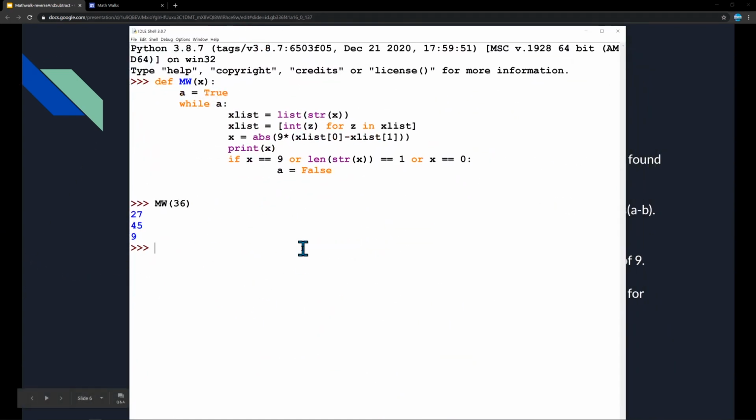So here. Then we just print x, then we see if it's 9 or it's 1 digit, or it's 0, set to false. You only need it's not 0, length is 1, but instead the others just in case. And then we just set a to false, which just closes up the while loop that we started at the start, while a is true. So this goes forever until it's either 9 or 0.